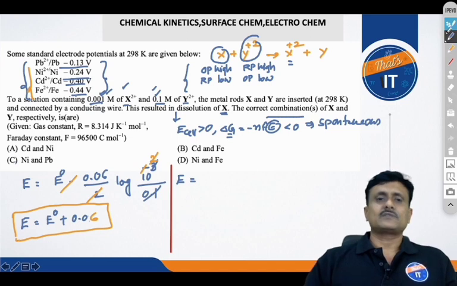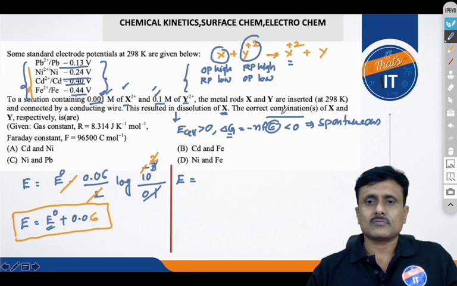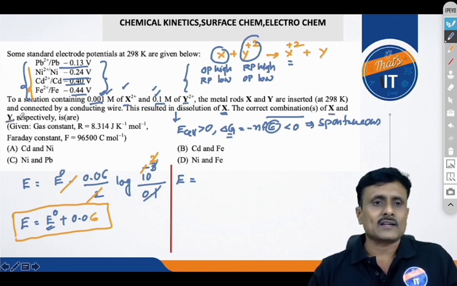So the E value is turning out to be, you have to substitute the E naught. You can see that X and Y respectively are.